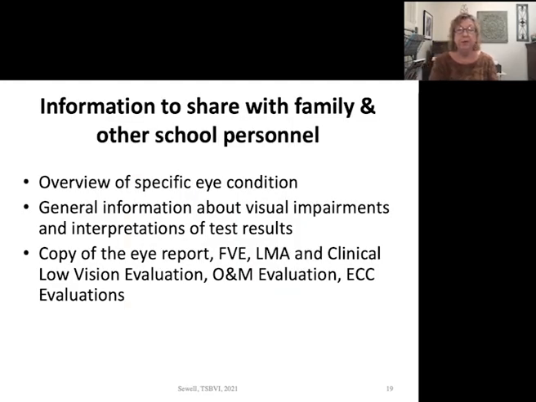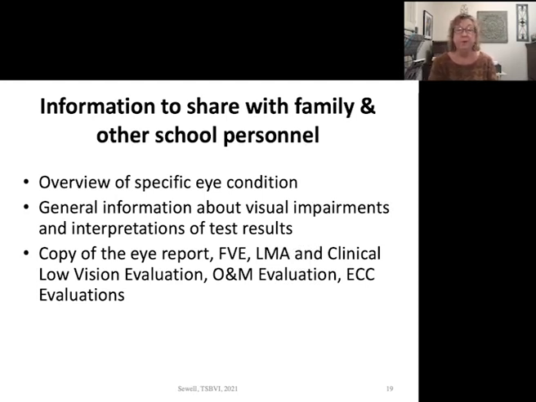So when you get through with your functional vision and your LMA, you need to share information with your family and other school personnel. Basically, you need to make sure they have an understanding of the eye condition. Depending on the family, how much detail you can give them, but they have to have a grasp of the overview of the specific eye condition of their child.